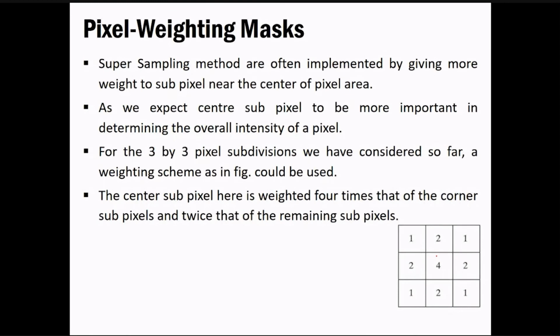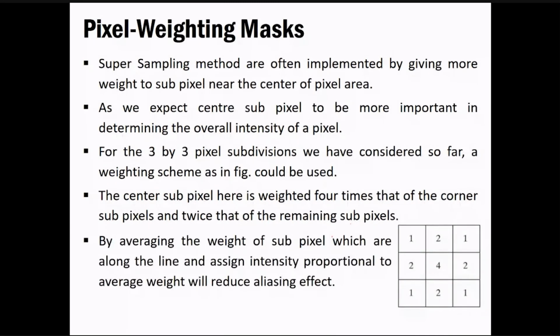But obviously, as per the concept, the middle pixel gives a more proper illumination. So by averaging the weight of the subpixels which are along the line and assigning the intensity proportional to the average weight, the aliasing effect is reduced. At the end, what you have to do is average the weight of the subpixels which are along the line. Keep this in mind: which are along the line.